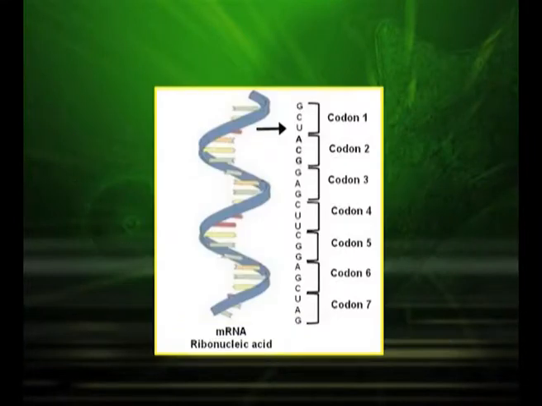Let's have a look into the mRNA. So you can see here the RNA single stranded with codon 1, 2, 3, 4, 5. This represents triplet codons.